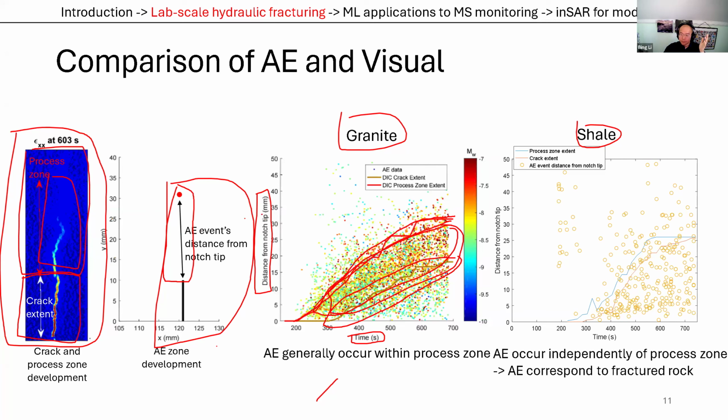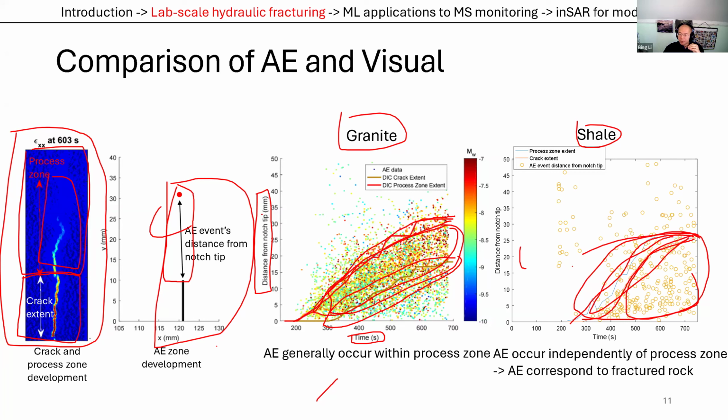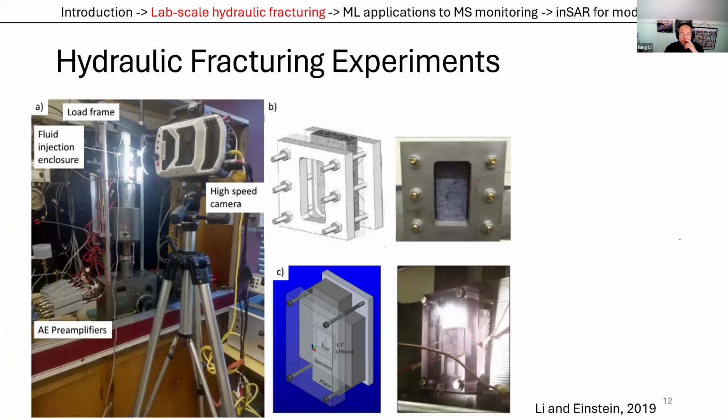But when we look at the shale, this is quite different. If you look at the locations of the events in relation to the process zone, as well as this crack tip, you can see that there's not this clear sign that the events happen within this process zone, right? They're happening behind the crack tip, a little bit ahead of the crack tip, but primarily throughout the whole volume of the crack is where you get these acoustic emission events in the shale.